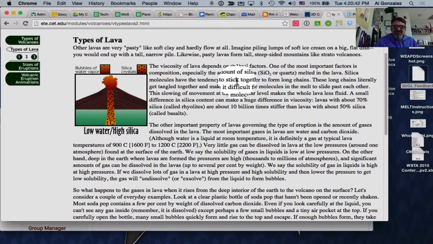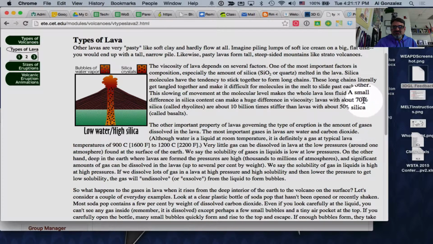Silica molecules have the tendency to stick together to form long chains. These long chains literally get tangled together and make it difficult for molecules in the melt to slide past each other. This slowing of movement at the molecular level makes the whole lava less fluid, which means higher viscosity, because it doesn't flow like a fluid. It's more like a solid. A small difference in silica content can make a huge difference in viscosity.